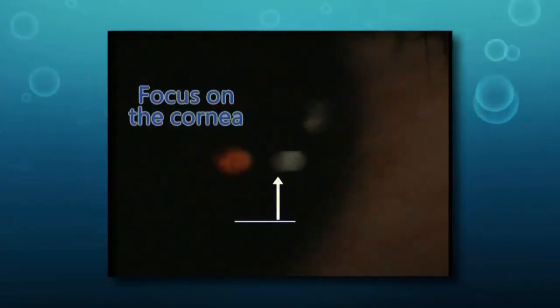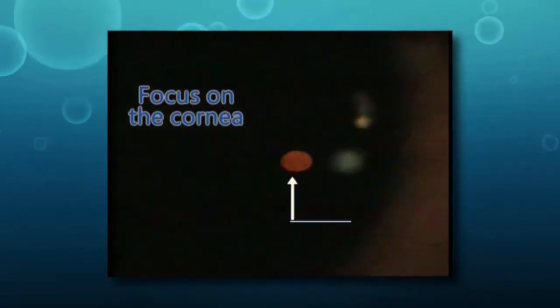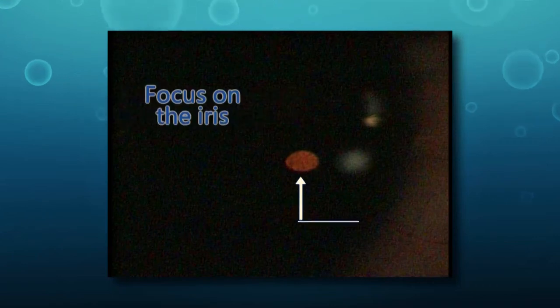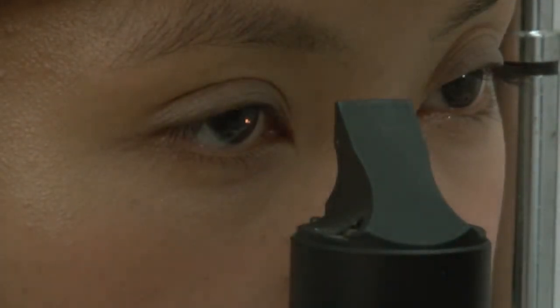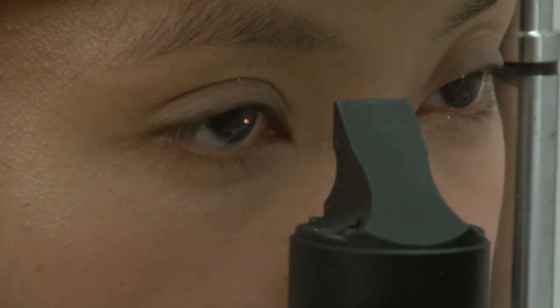The two reflections are from the cornea and the iris. Begin by focusing the beam on the cornea. Move the joystick forward to focus on the iris. Then move the joystick back half that distance to the midpoint of the anterior chamber. This is the area to view for cells and flare. A conical beam is used to detect the presence of cells and flare in the anterior chamber. There are no clinical signs of presence in this healthy eye.